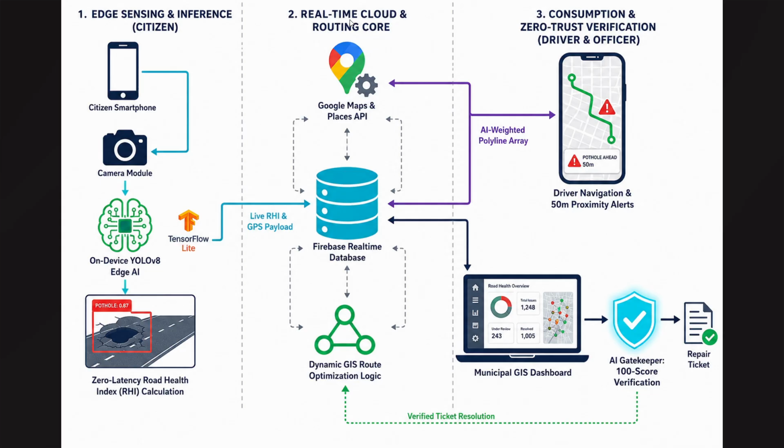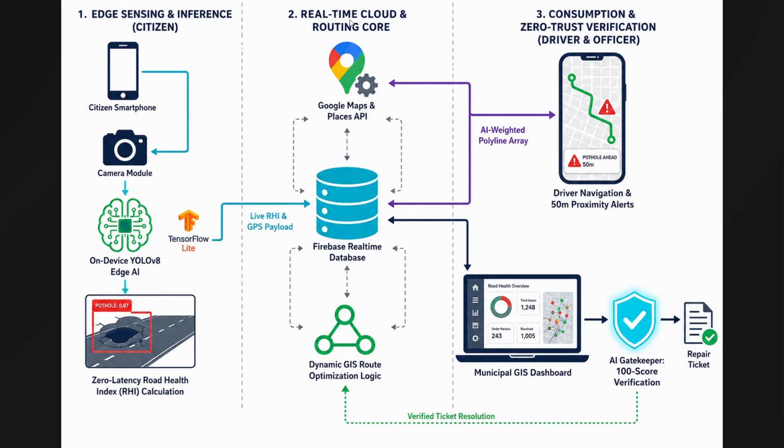That live RHI and GPS payload goes into a Firebase real-time database, which is like the single source of truth for us, and it is connected to the Google Maps and Places API, and it feeds our dynamic GIS route optimization logic. This is the part that decides which route is the safest one.